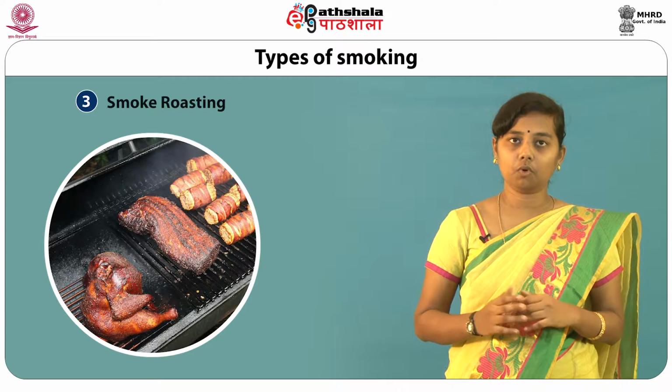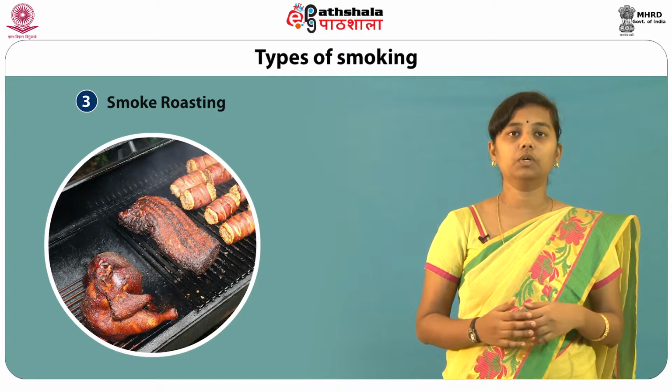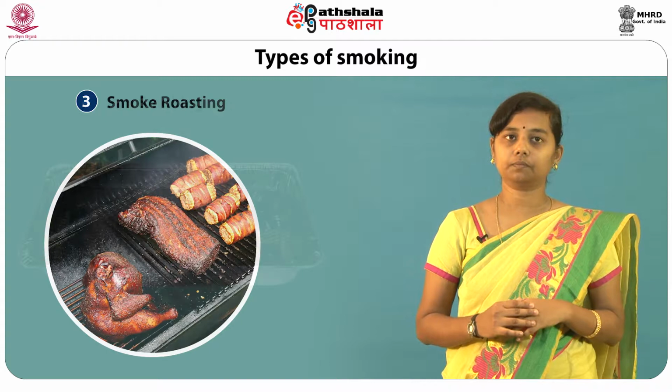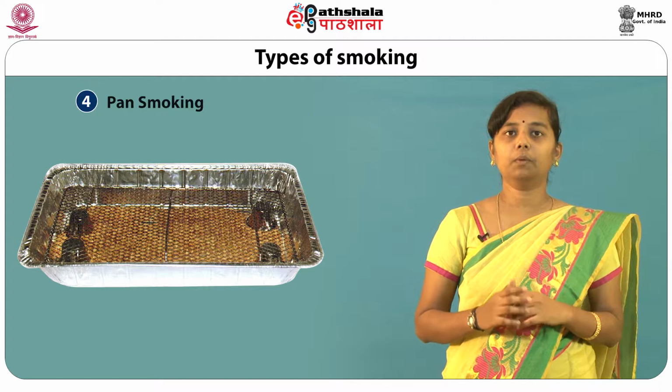This type of roasting can be performed in any conventional oven by keeping a pan filled with smoke. This type of smoking should be carried out in a well ventilated area to prevent carbon monoxide poisoning. The fourth method is pan smoking. It is a simple smoking method when a smoker or smokehouse is not available.